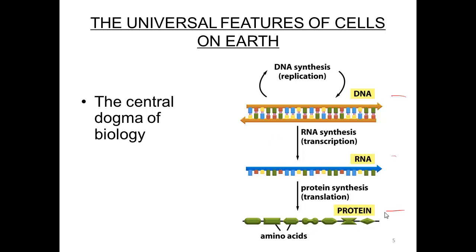DNA makes RNA, makes protein. This represents the flow of information into action inside a cell, and this is referred to as the central dogma of biology, a term coined by Francis Crick in the very early days of modern biology.